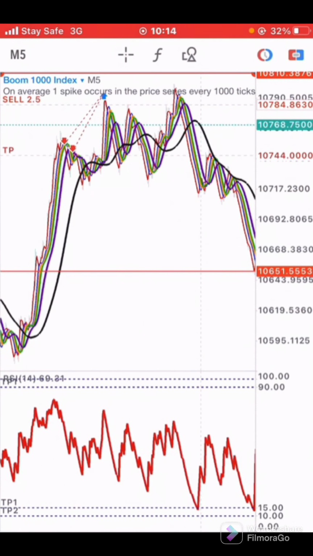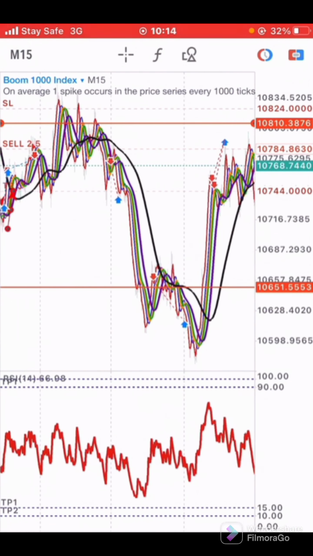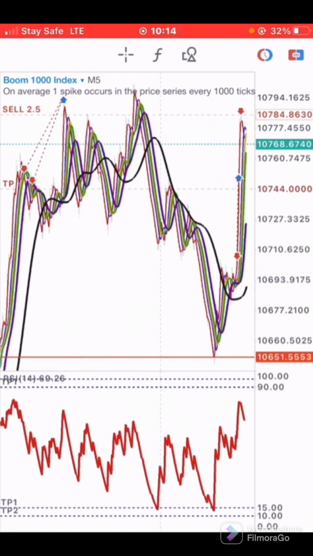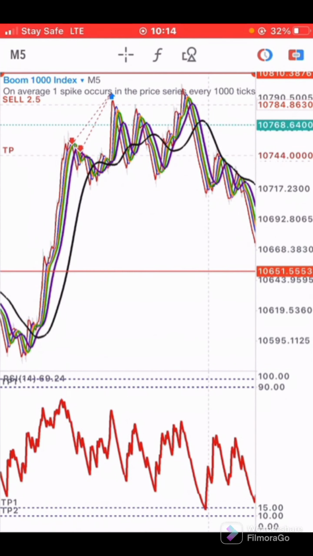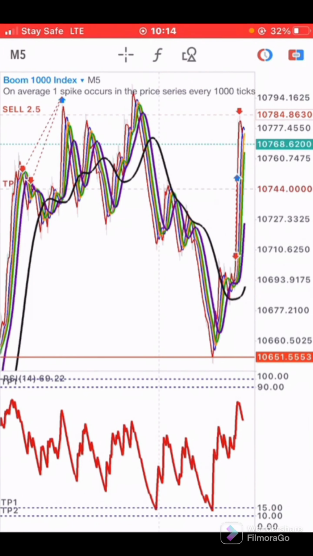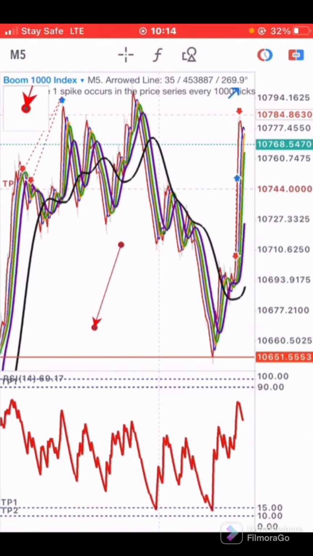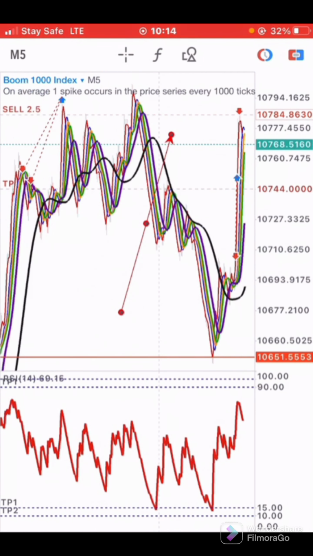Let's use the 15 minute chart or 5 minute chart. Okay, let's use the 15 minute chart. It will be better. Or the 5 minute chart. What does it mean by an area of value? An area of value is an area in your chart where the market tested twice or more. Let me show you how this market moved.